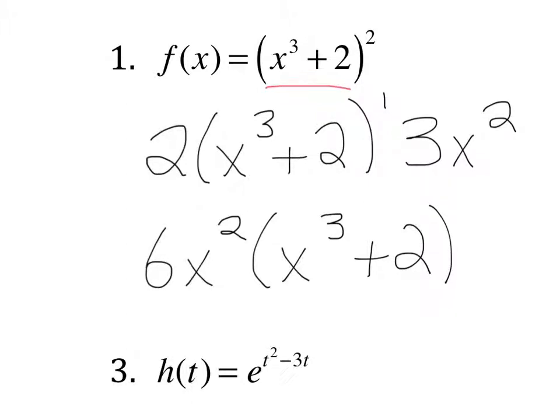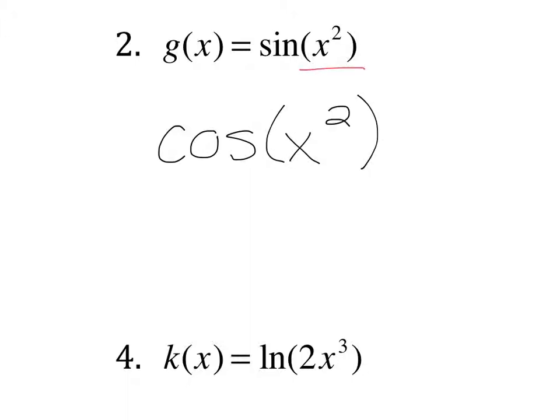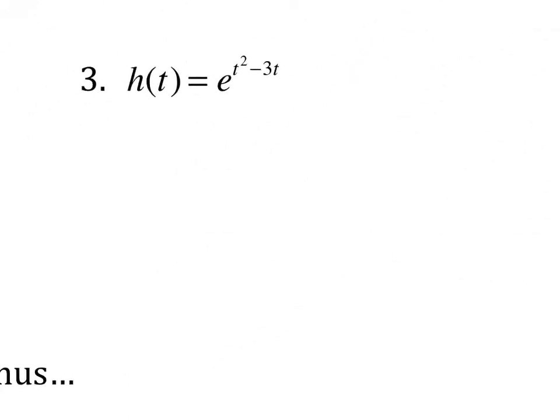All right, so moving on to number 2. Well, at the highest level, we have sine of something. And the derivative of sine of something is cosine of that something. But now the function inside has its own derivative, and the derivative of the something inside is 2x. So we'll chain on a 2x, and we'll tidy this up a little bit. And that's done.